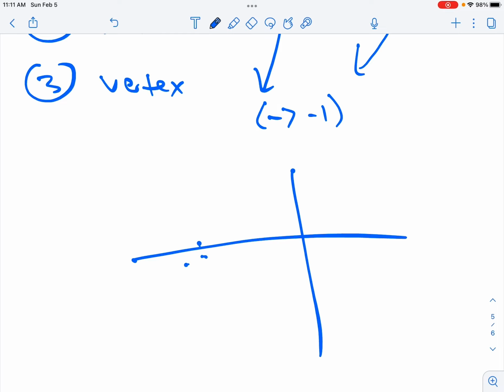So negative 7, negative 1, so we got that point, negative 7, comma, negative 1. Now I know it opens down, and I'd want to go down 3 over 1, down 3 over 1, down 3 over 1, down 3 over 1. Yeah, and you have that all graphed out.